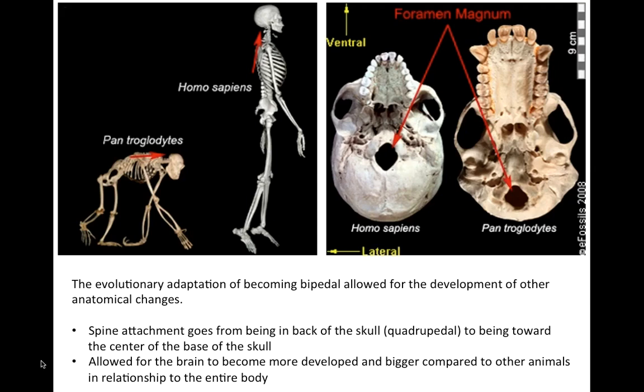It also allowed for the brain to become more developed and bigger compared to the other animals in relationship to their entire body. It freed up our hands, allowing us to use them for more advanced activities. And this also allowed for brain development to advance and increase in cognitive ability.